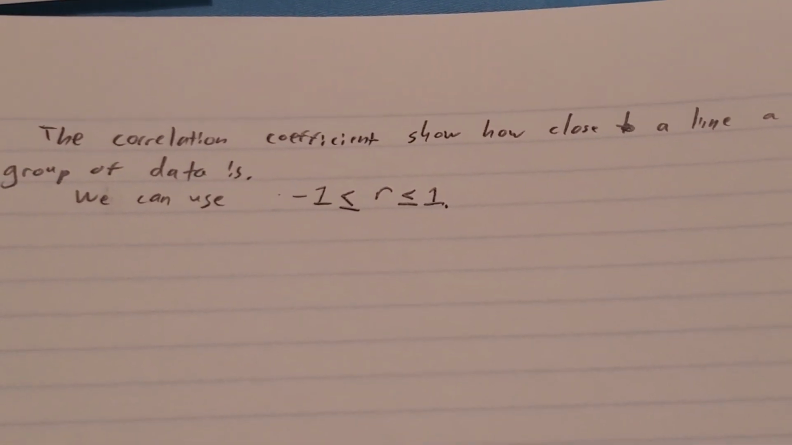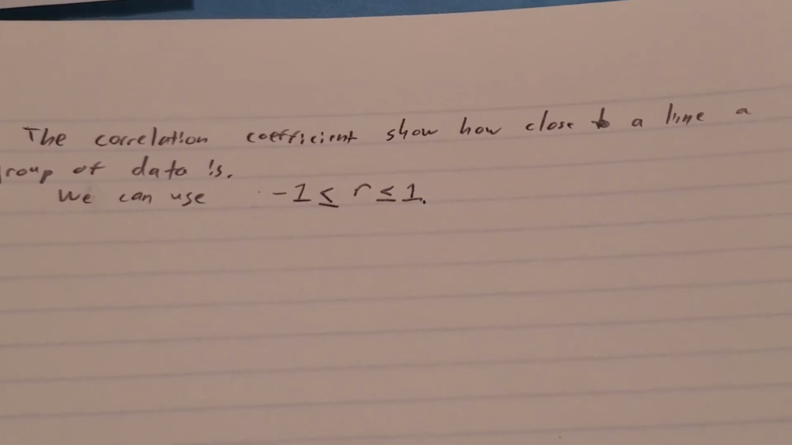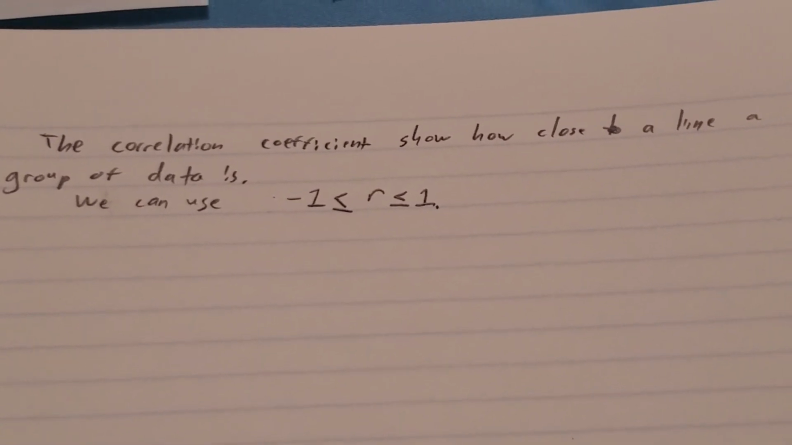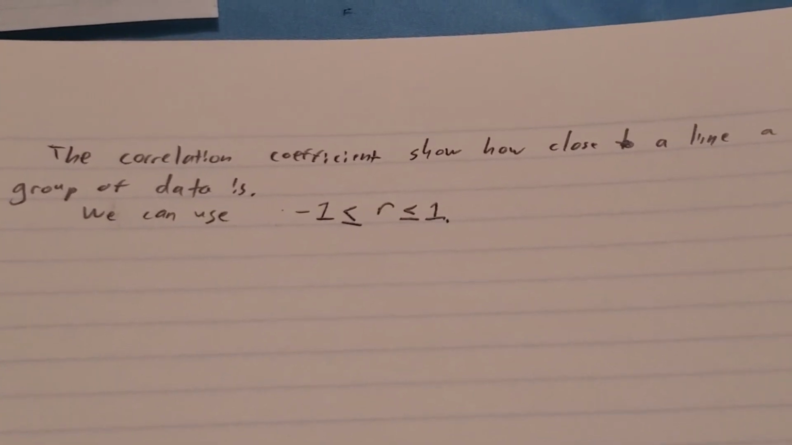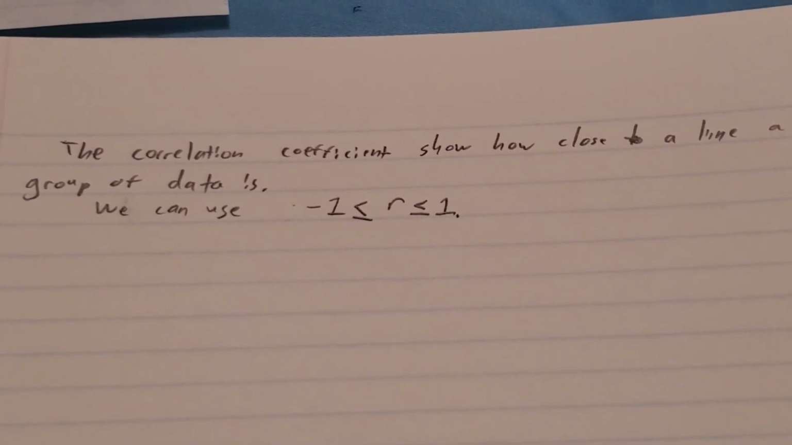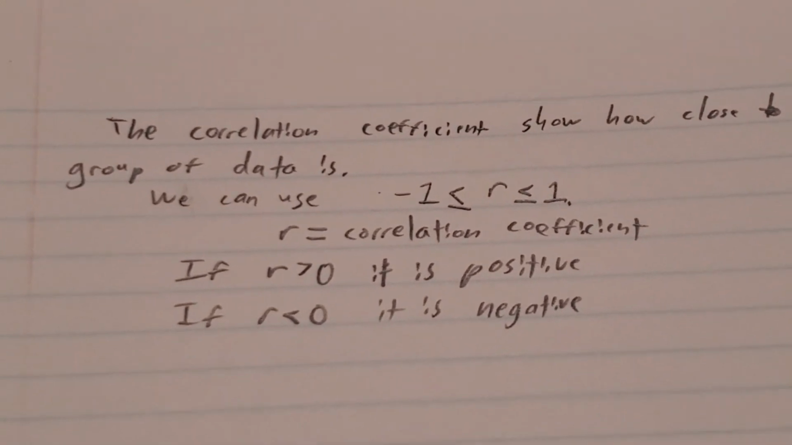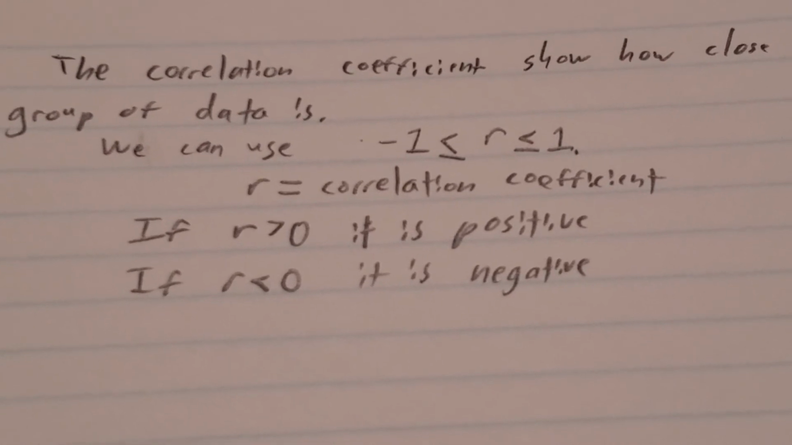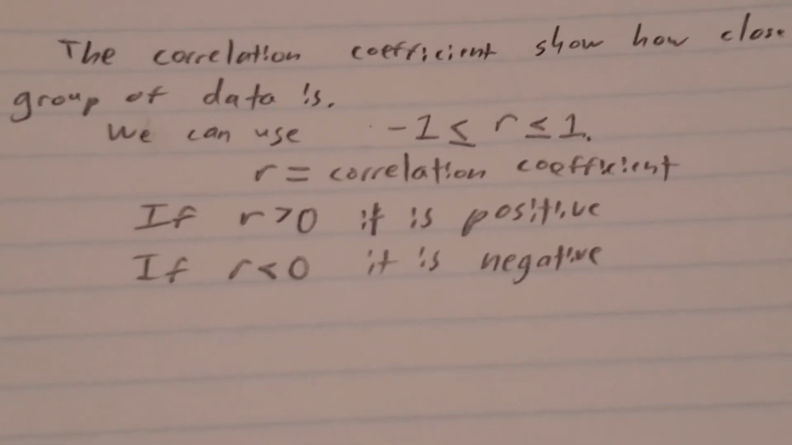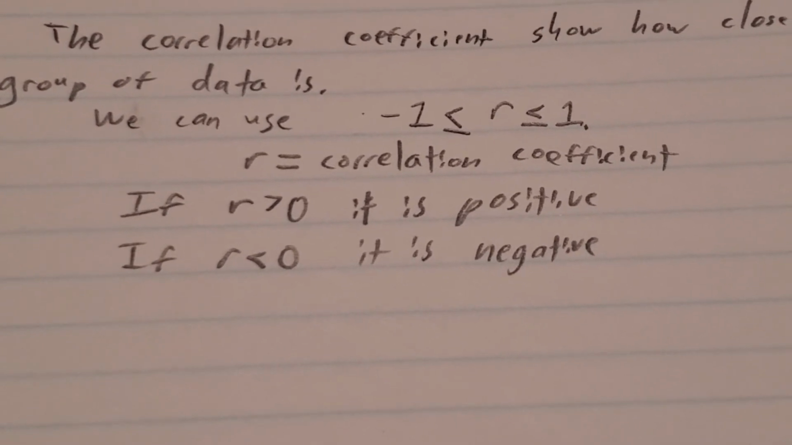The correlation coefficient shows how close to a line a group of data is. We can use -1 is less than or equal to r is less than or equal to 1. If r equals the correlation coefficient, if r is greater than 0, it would be a positive correlation. If r is less than 0, there would be a negative correlation.